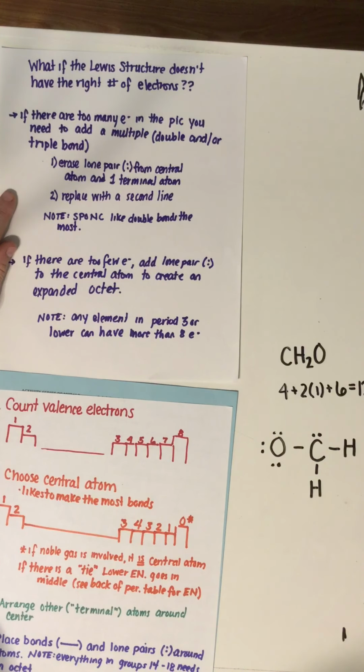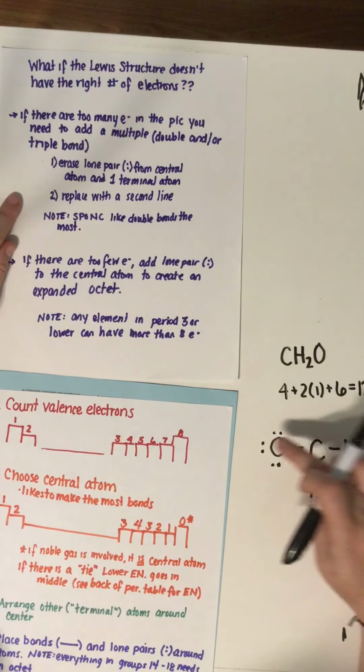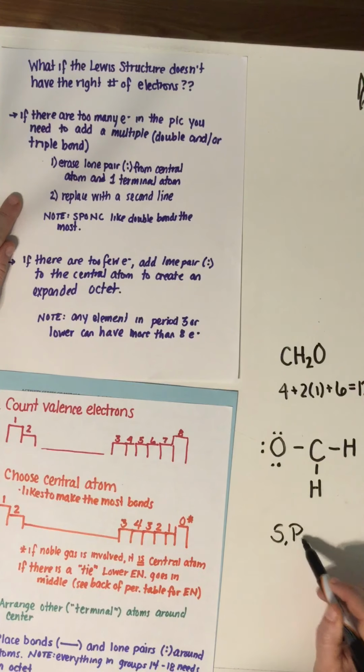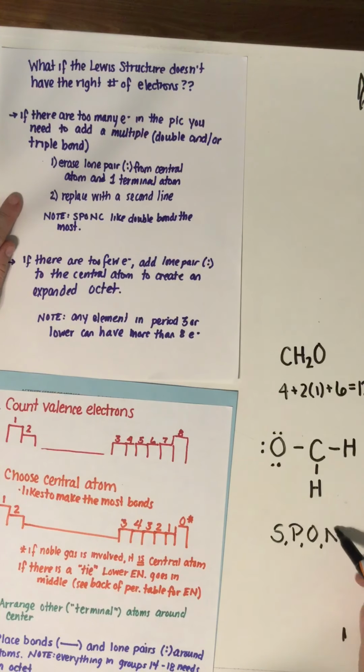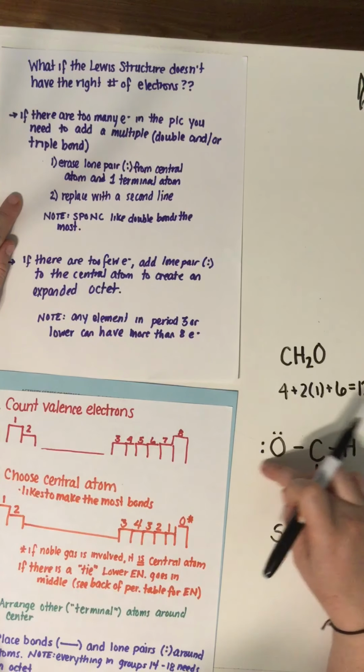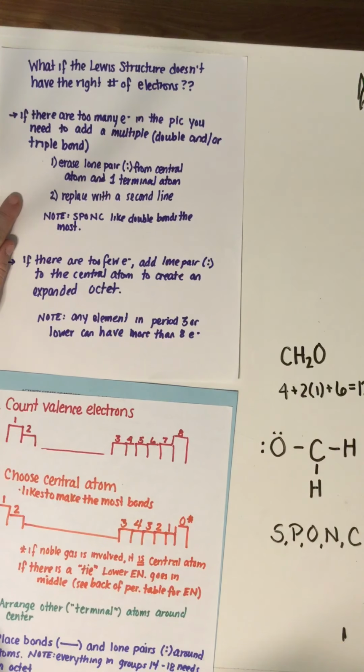In order to create a multiple bond, you're going to erase 2 dots off the center atom and 2 dots off of one of the terminal atoms. Now, you could really erase it off of any terminal atom that has dots if need be, but keep in mind, sulfur, phosphorus, oxygen, nitrogen, and carbon, these are the elements that really like to get double bonds. We call it SPONC. Those are the ones that you should erase the dots from first if you have that as an option. Here we really didn't have an option, it was just carbon and oxygen that had dots.